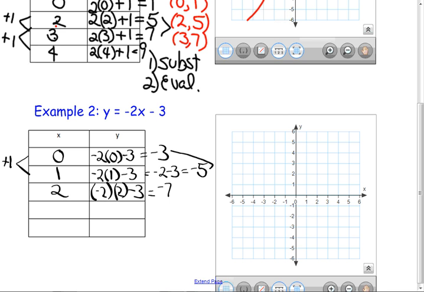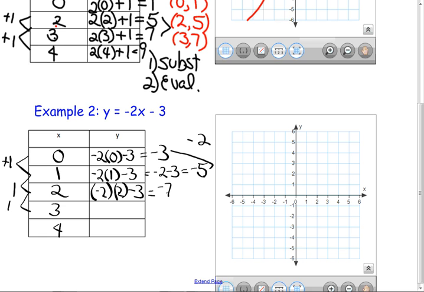They're going what? Down by 2. So if this goes up by 1, this is going to go down by 2. Negative 5 to negative 7 is going down by 2. So let me do 3 and 4. Should we do this the easy way? This is going to go up by 1.